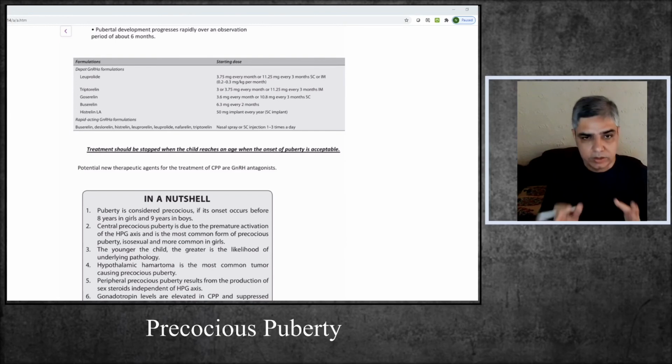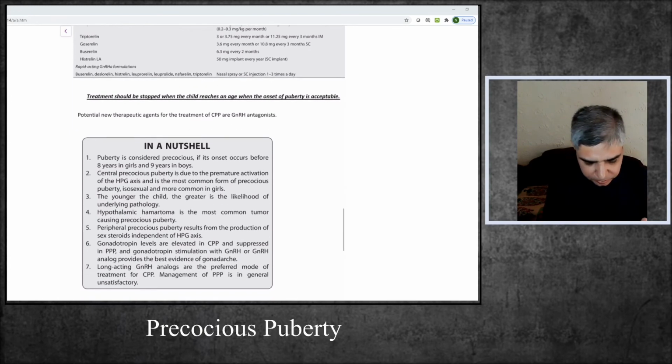Well, you have to treat and keep on treating till the child reaches an age where you think, well, this puberty stage that he has reached is acceptable at that age. So let's say you started him on 10 years of age, but that should be something which should come at 14 years of age. So you treat him till he reaches 14 years of age, because this is now normal for 14 years of age, and you will stop over there. So just keep that in mind.